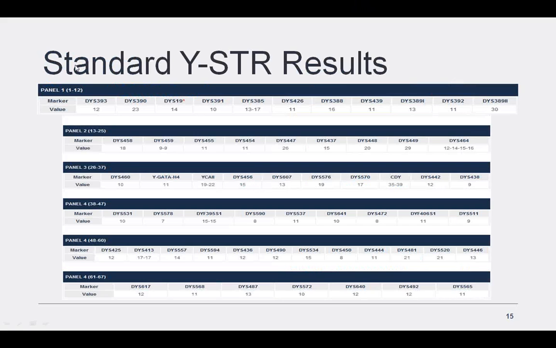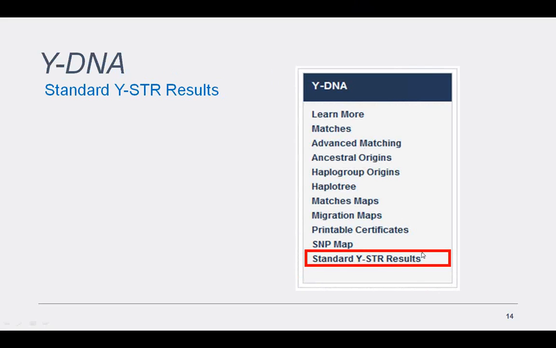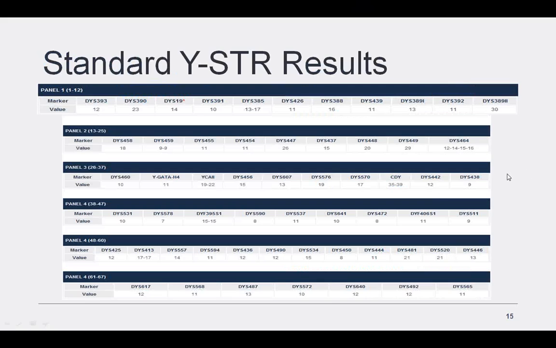So first of all, the standard Y-STR results. It's the last option on your menu at the bottom. This is the actual lab results that you got by your DNA being tested at Family Tree DNA. So what this is showing you is the different panels. I mentioned the panels before, and each of the panels is standard. So markers 1 through 12 are always tested together, and then 13 through 25, etc.